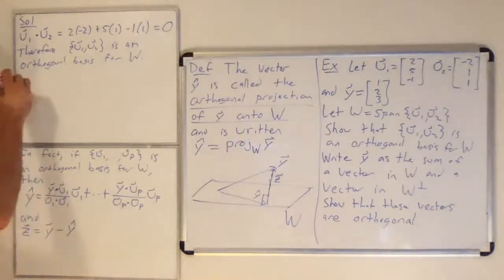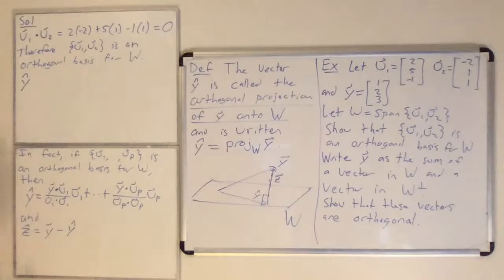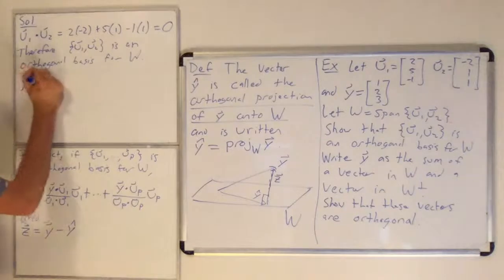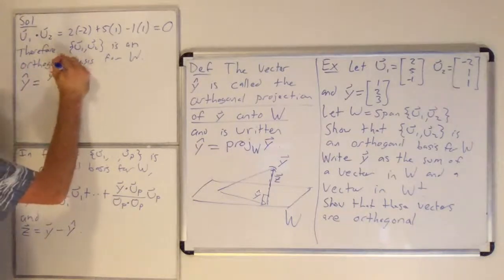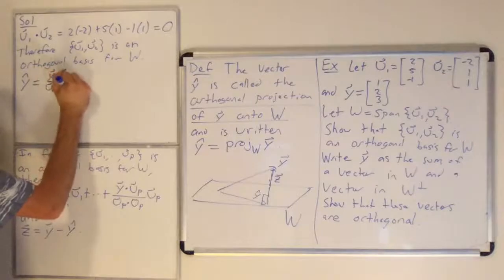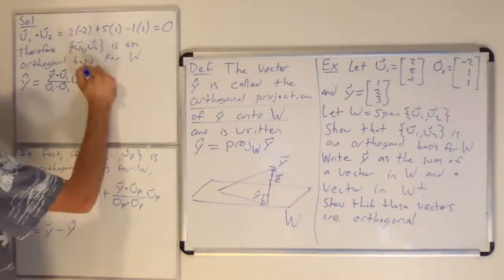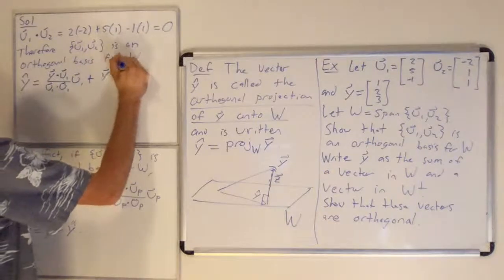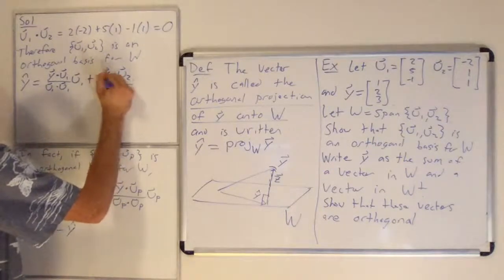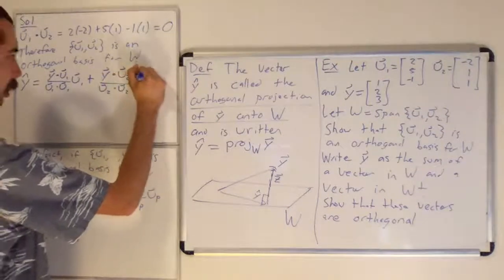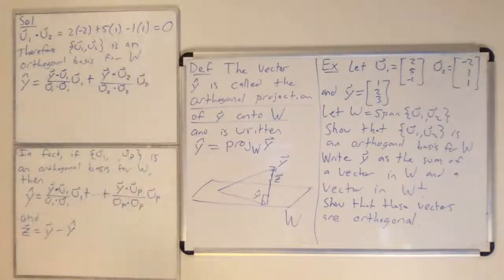All right, so we want to get y hat, and then we'll get z by just taking their difference. Y hat is equal to y dot u1 over u1 dot u1 times the vector u1 plus y dot u2 over u2 dot u2 times the vector u2. Nine thirtieths and 3/6 is what I got for the coefficients. Yeah, that seems right. Let's double check how we got there.